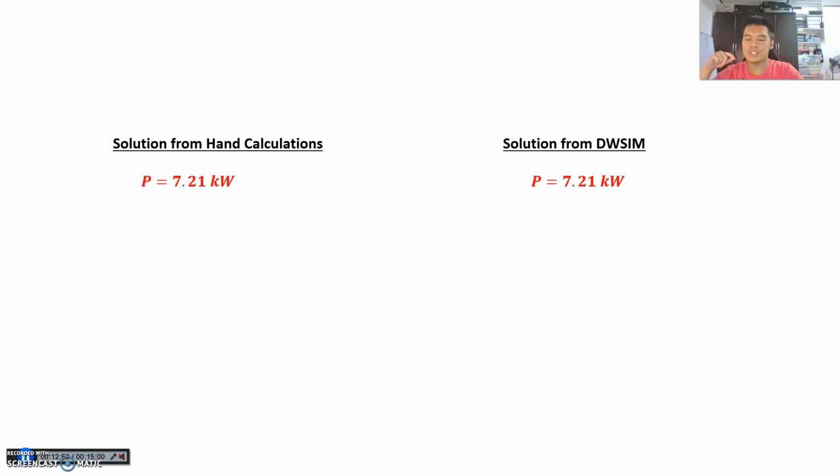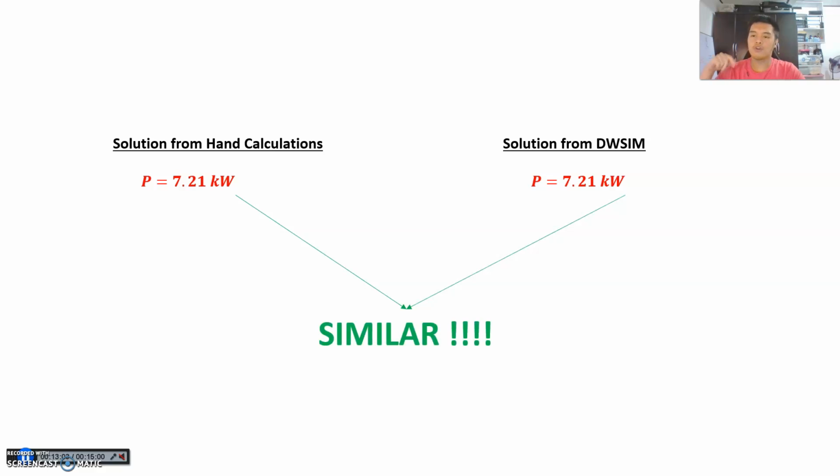Remember that what we calculated earlier in DWSIM is 7.21 kilowatts also, and our hand calculation resulted in 7.21 kilowatts. This means that they are very similar, hence our solutions for the DWSIM and hand calculations are accurate. So this means that we understood the problem correctly, theoretically, and accurately.